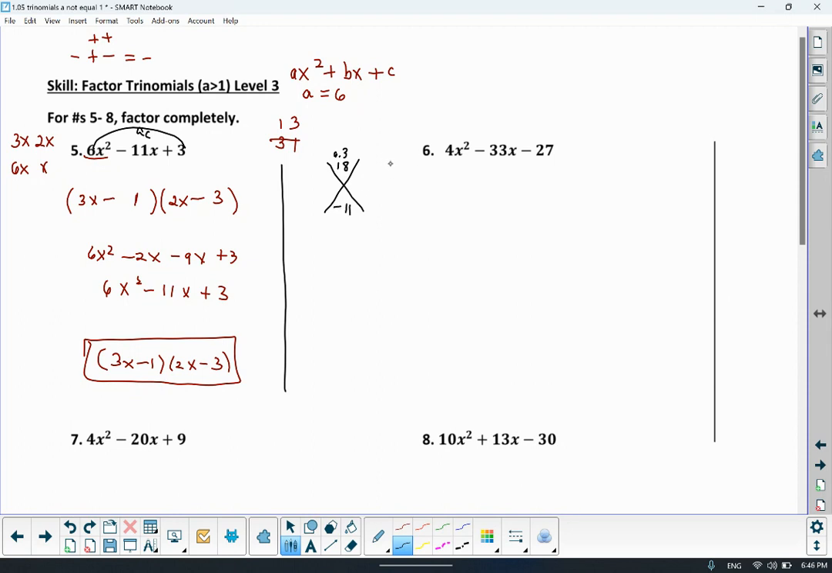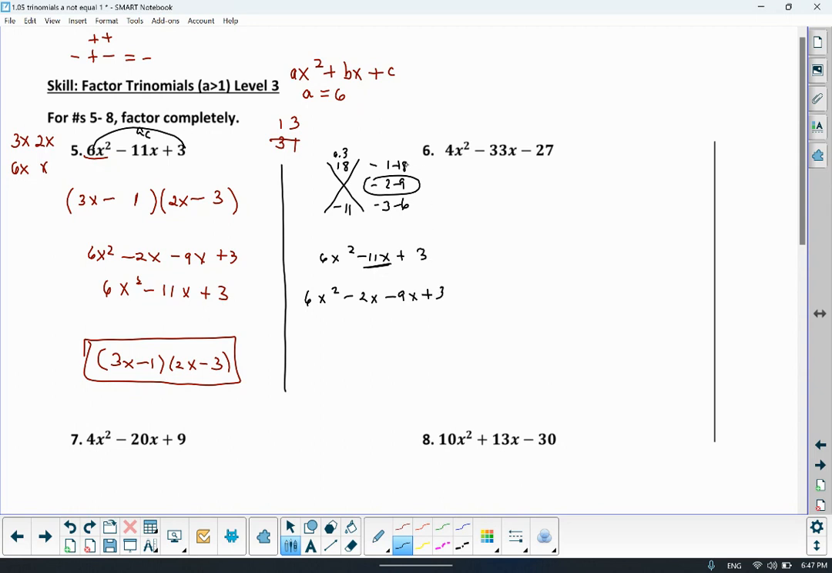So what are those factors? 1 and 18, 2 and 9, 3 and 6, and that's it. Well, if they're both negative, which one adds to negative 11? This one. So with the split the middle technique, we're taking our original problem and literally splitting the middle term. So it becomes 6x squared minus 2x minus 9x plus 3.